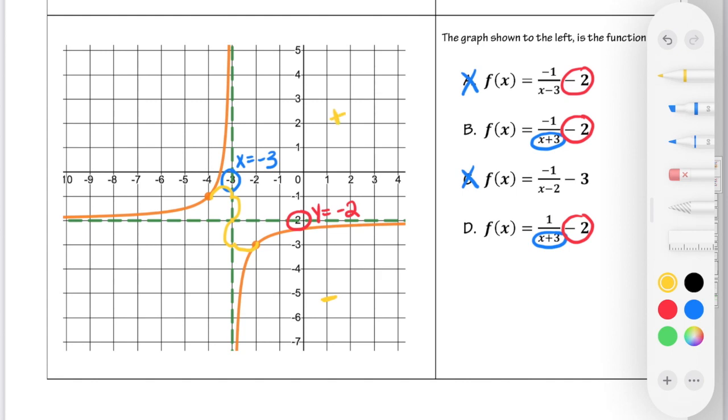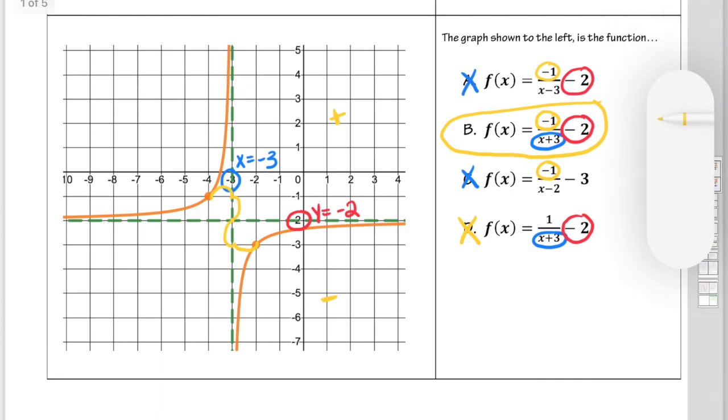If it was above, then it would be a positive a value, but that right branch is below the horizontal asymptote, so that reminds me that I should have a negative value in my numerator. So that means it has to be option B because I was between B and D, and D has a +1 in the numerator. So my correct option is option B, okay?